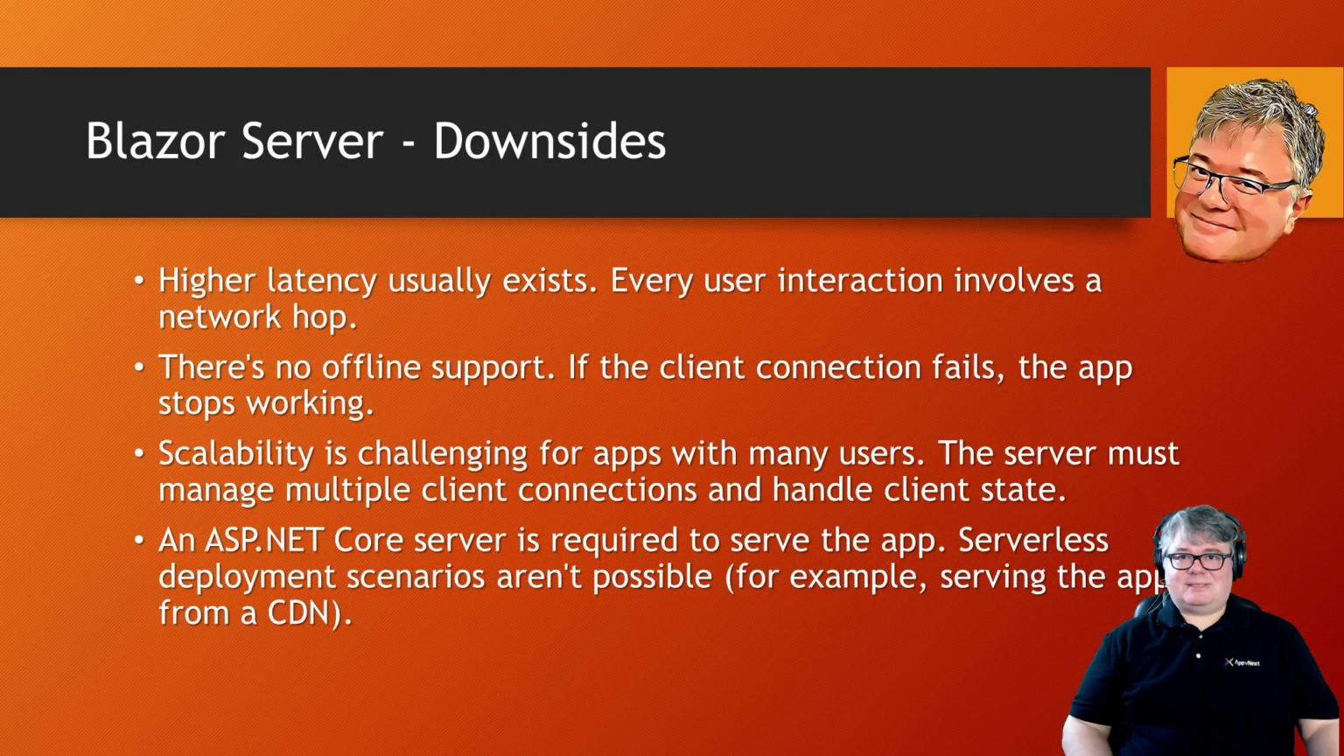Okay, so on the downsides, you have this added latency because of SignalR. And there's always latency when you're making a call to a server, but you have this added step. Before it gets to the server and the server executes the code, it has to go to the SignalR hub. The SignalR hub has to get the message. Blazor has to get the message from that hub and then do something with it.